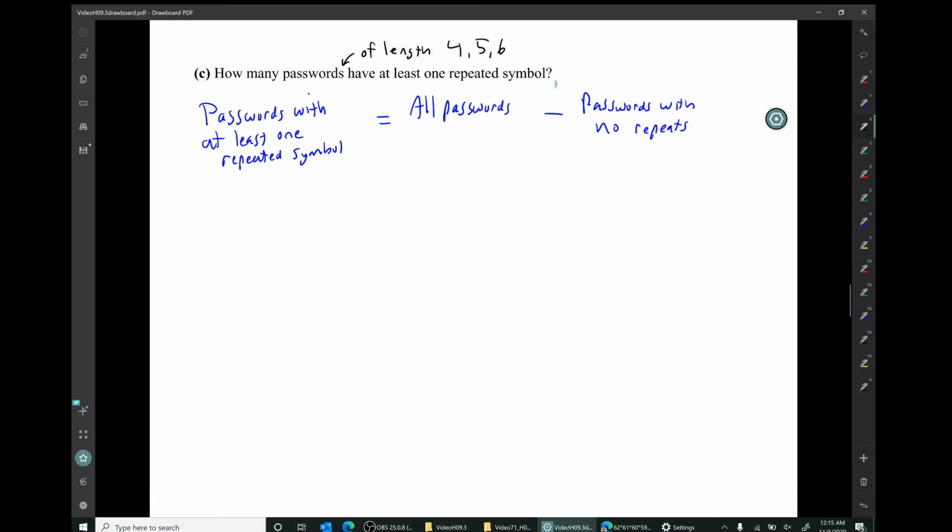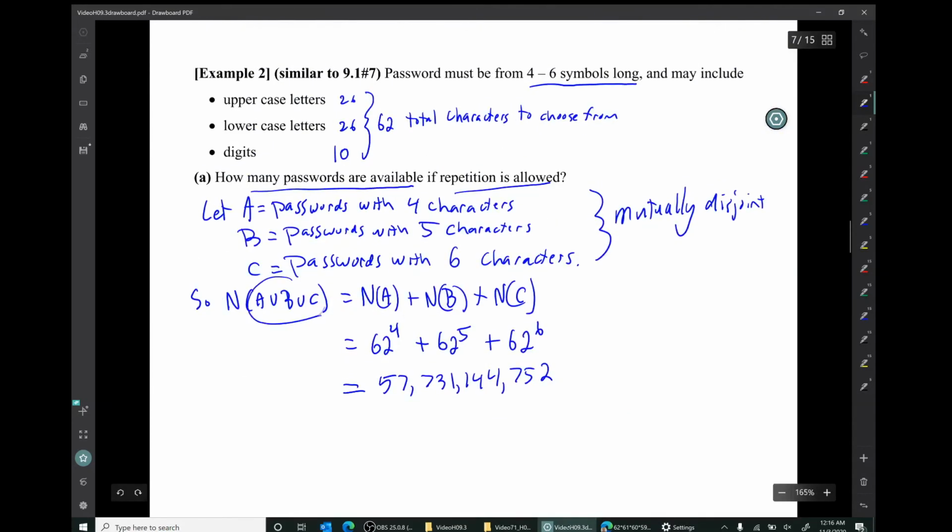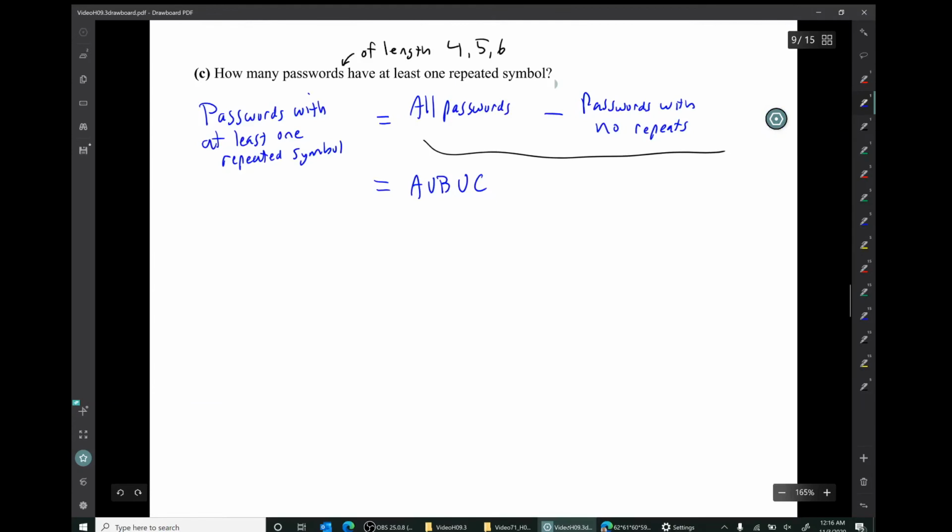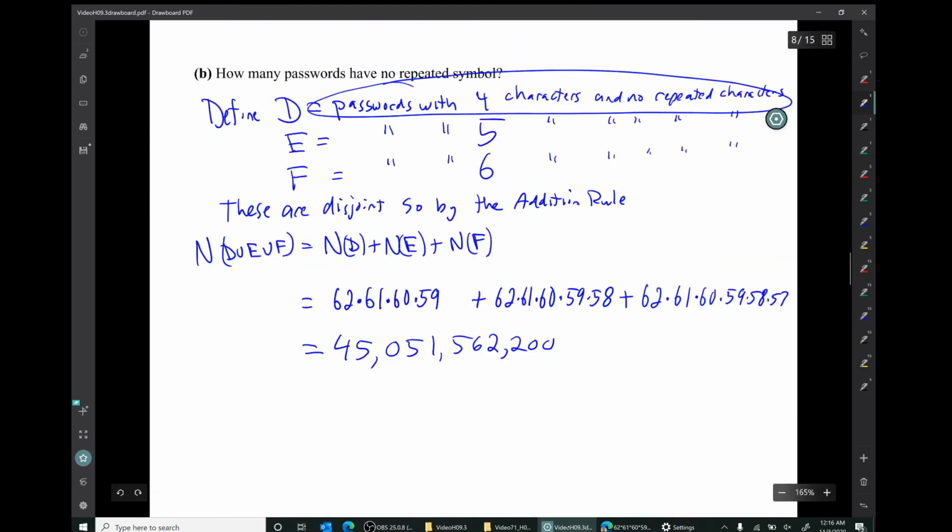Now think about this. These sets are sets that we dealt with in questions A and B. And in fact, this first set is A union B union C. That's the set of passwords of length 4, 5, or 6 characters where repetition is allowed. And notice that we counted that set in question A, and we got that number of elements for that set. The passwords with no repeats, we counted in question B. That was the set denoted D union E union F.